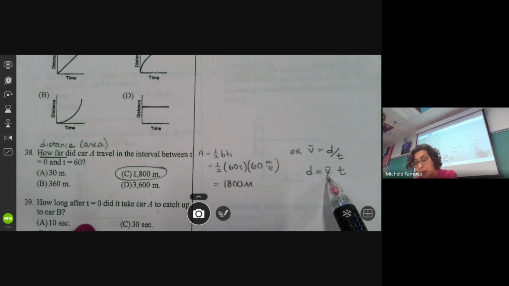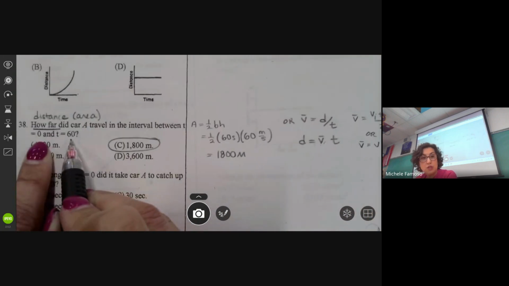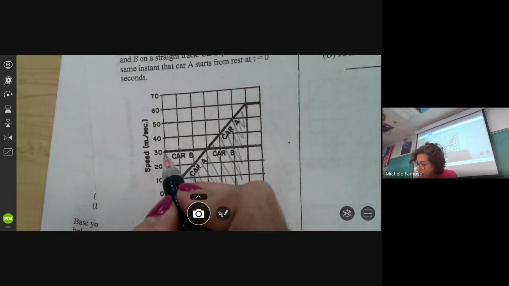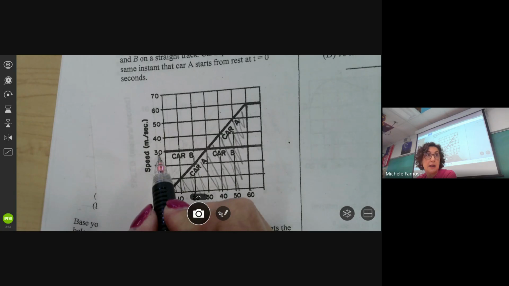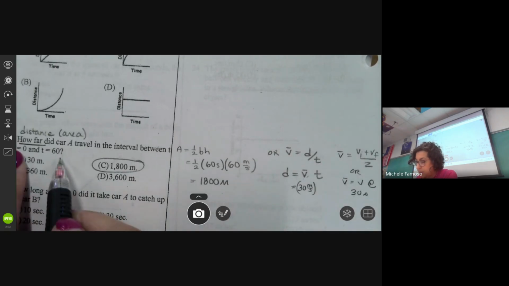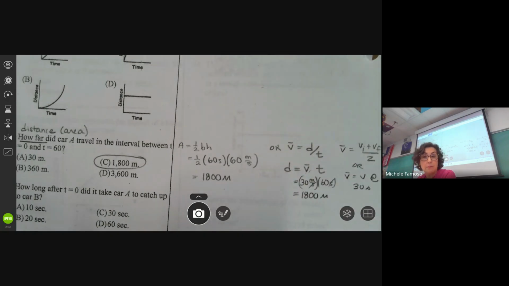Now, to get the average speed, I can calculate it by doing VI plus VF over 2, or I can just read that average speed by looking at the velocity at the middle time, which would be 30 seconds. So if I read the graph at 30 seconds up and over, I see that the speed is 30 meters per second. That's the average speed. So I could do this by taking 30 meters per second and multiplying by the length of that time interval, which is 60 seconds. 30 times 60 is 1,800 meters. So I could do it either way.